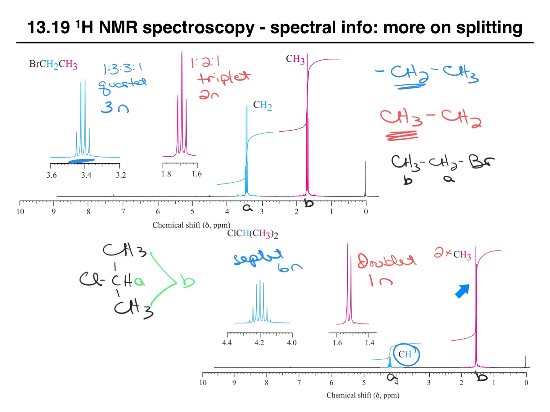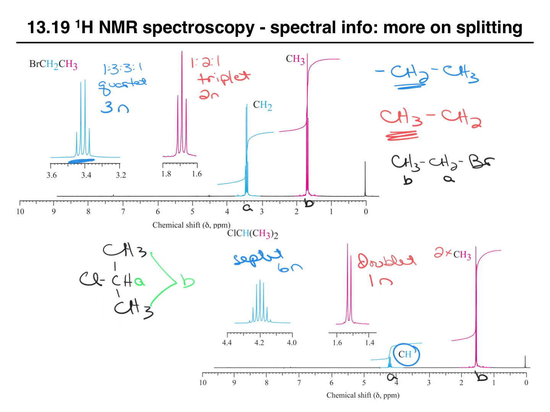It integrates to 6 because we have 6 hydrogens. It is split into a doublet because there is only 1 neighbor. And it shows up close to 1 because it's a little bit further removed from anything electron withdrawing. A septet that integrates to 1 hydrogen and a doublet that integrates to 6 hydrogens. This is a common feature when we have an isopropyl group.